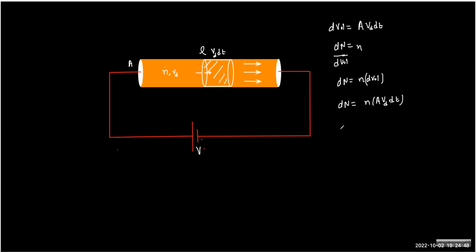And every electron carries charge e. The total charge carried by the electrons while crossing the cross section in time dt will be the electron count into charge. Yes or no? Yes. I think this is very logical, not very difficult. So we can write dq equals n A Vd dt into e.